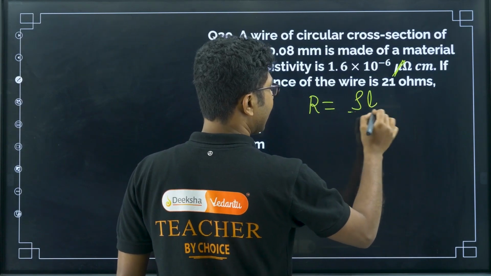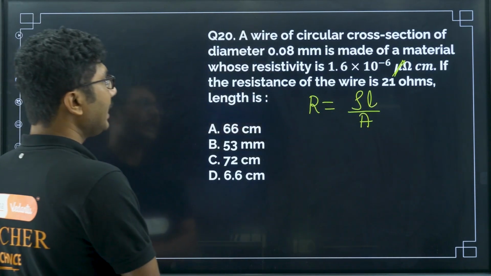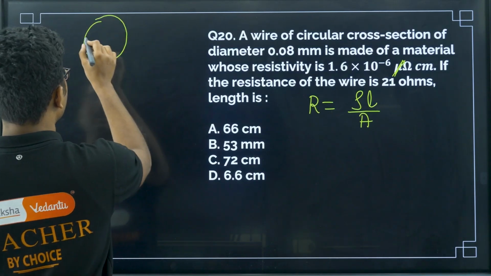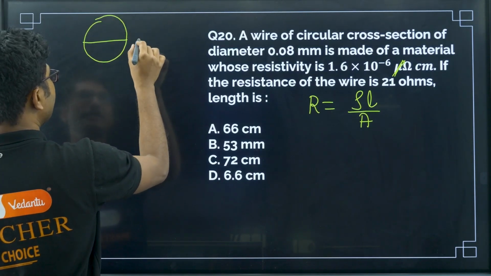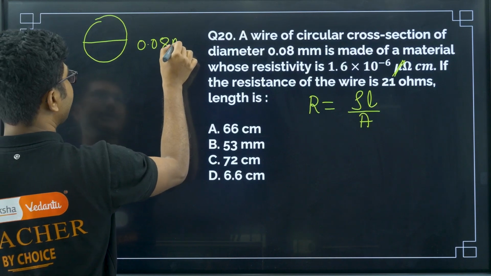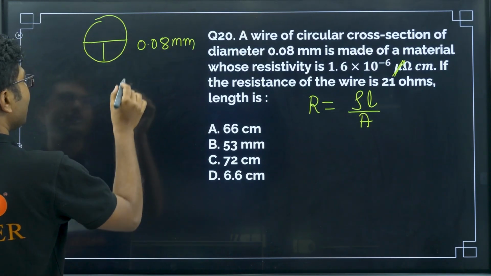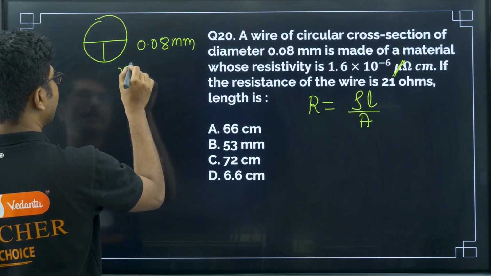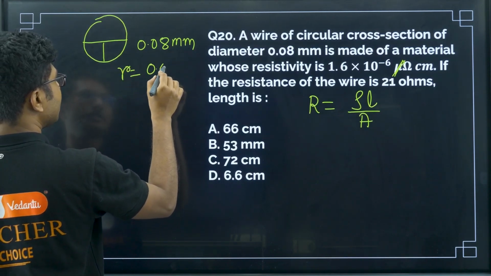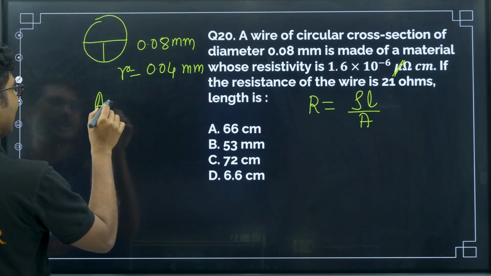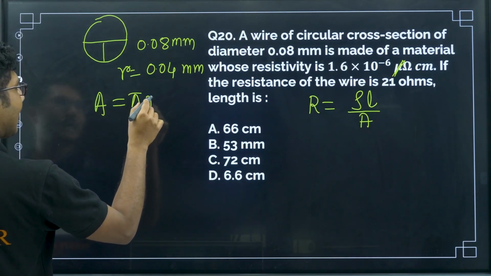so we know that R is equal to rho L by A. Okay, here they have given you circular cross section of diameter 0.08 millimeter, right? So what is the radius? Radius will be half of that, that is 0.04 millimeter. So what is the area? Area is pi r square.